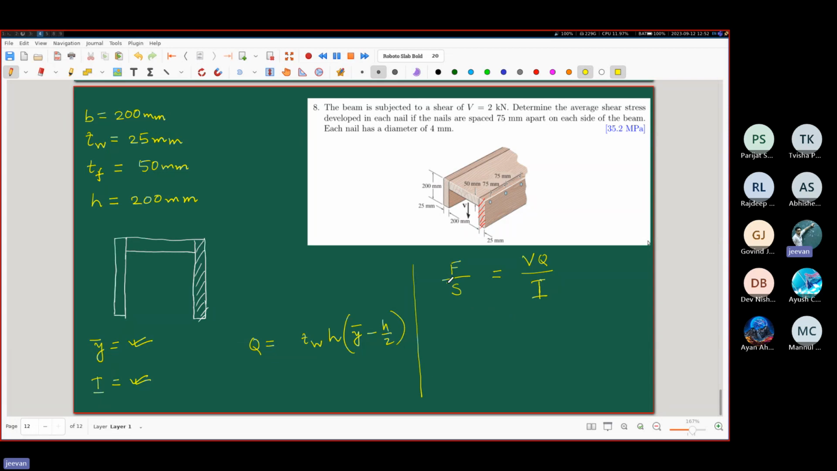You tell me, should it be twice F by S? Because there are two sets of nails, right? Should be twice F by S, considering only one of the boards here. We are considering only one of the boards. Okay, this is very important. If for the calculation of the Q, you consider both the boards, then it will be twice F by S.